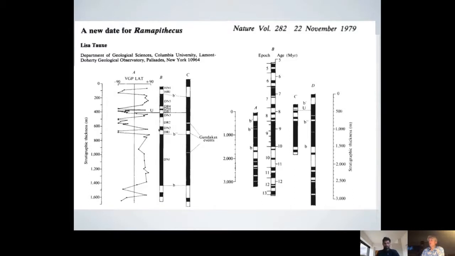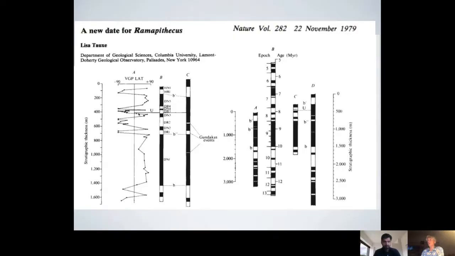And so the revised correlation is this one, the Ratakas section. And so this was tied to this interval. These are the epoch numbers in the old time scale, and these are the dates at the time. So this would have been 10 million years old down here, and this would have been more like 8 million.